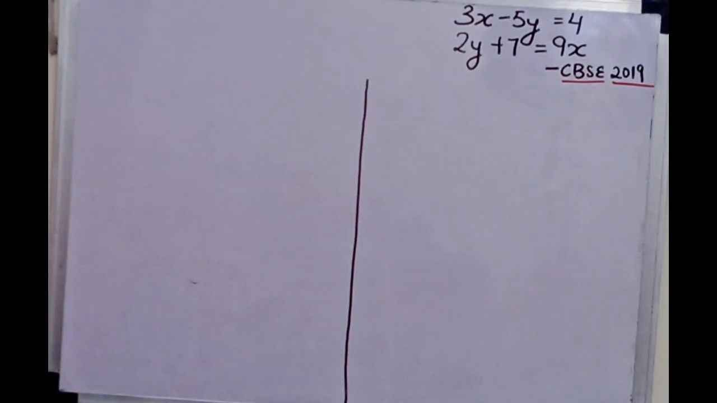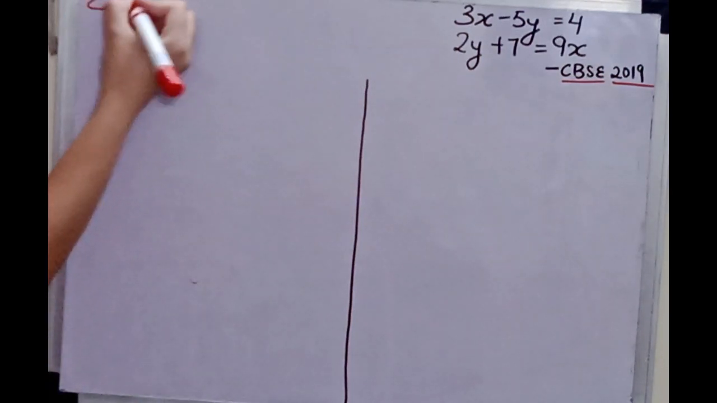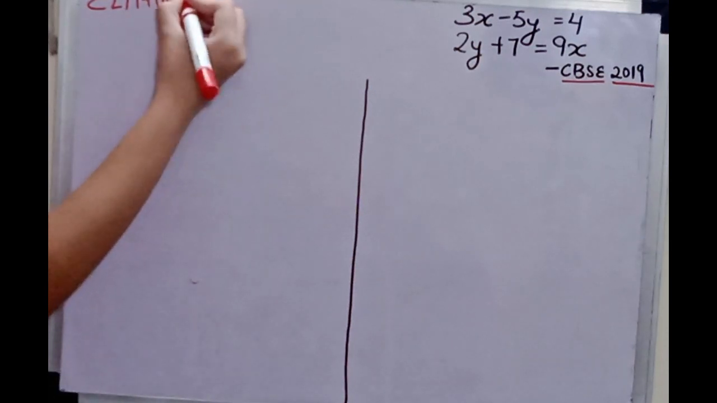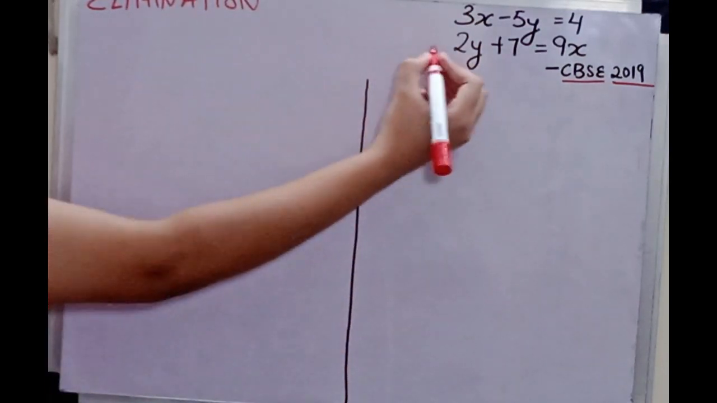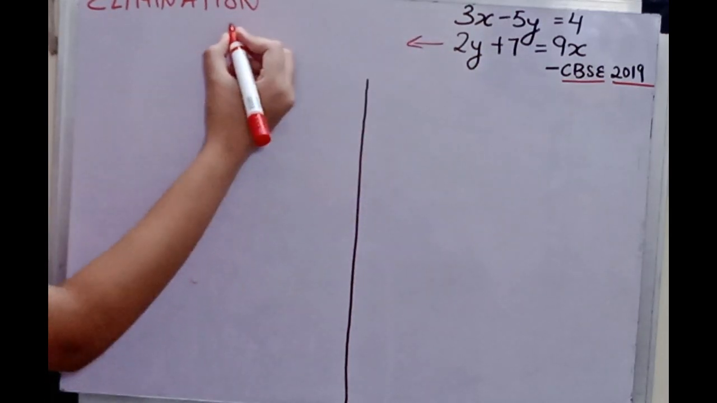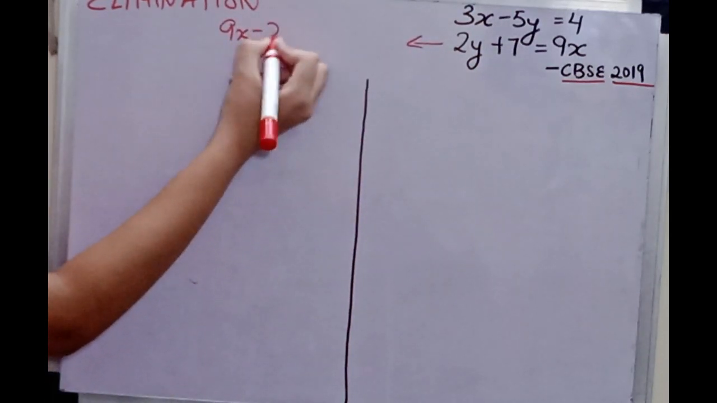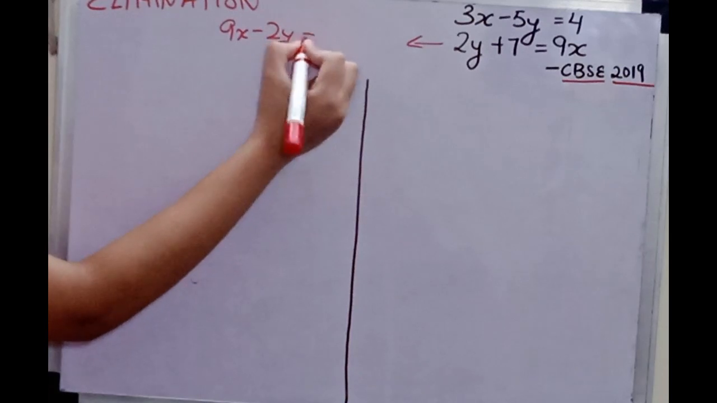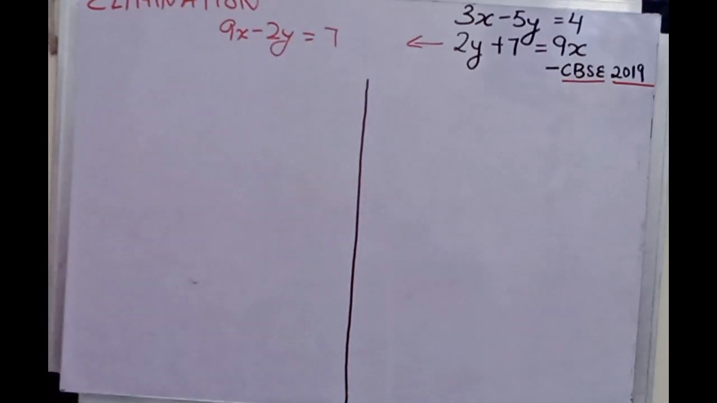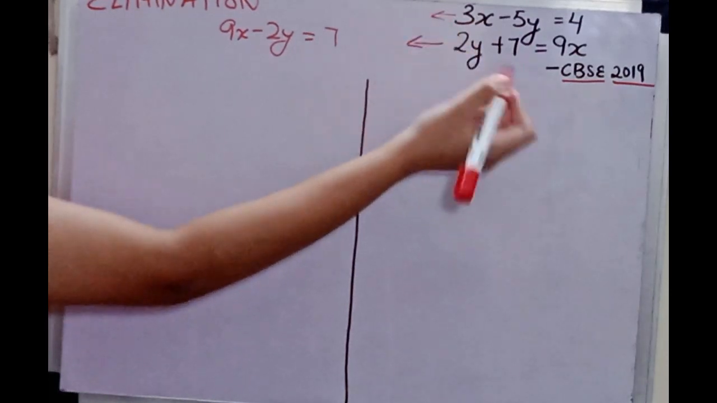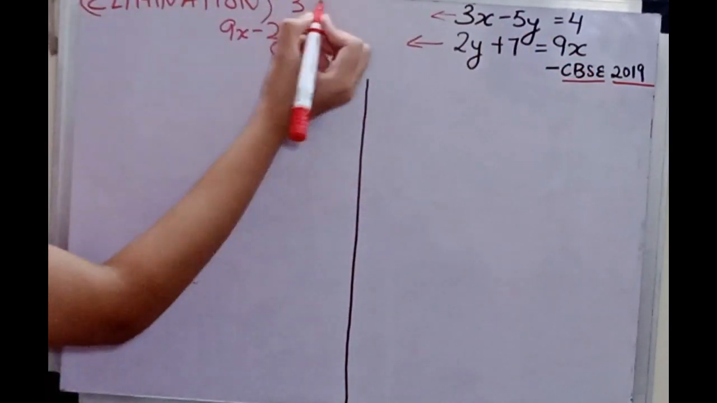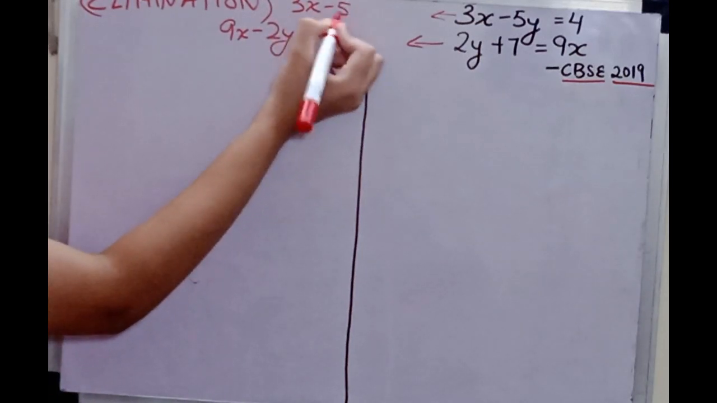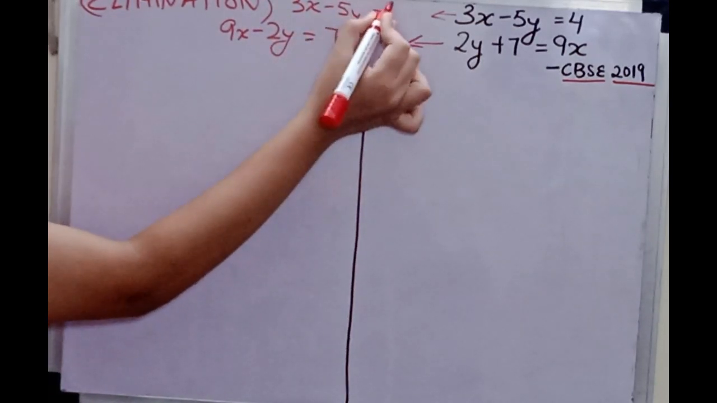I am going to first solve this equation by the elimination method, followed by the substitution method. Hence this equation can be written as 9x minus 2y equals 7. The other equation is already in its standard form, so I'll write it the same way: 3x minus 5y equals 4.